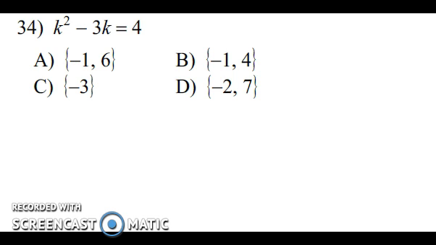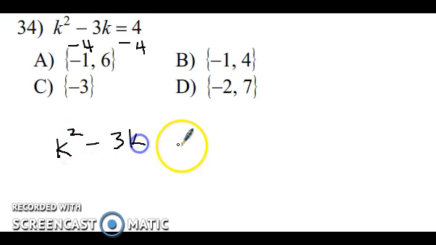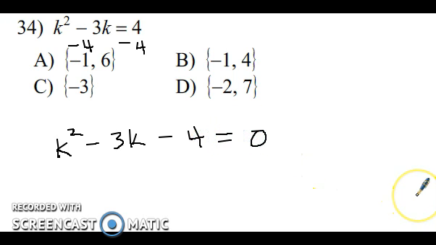Okay, so for number 34, I see I have k squared minus 3k equals 4. And what I want to do is pull all the terms to one side. So I'm going to subtract 4 from both sides. And that gives me k squared minus 3k minus 4 equals 0. This is a quadratic that we can solve using the quadratic formula, or we can factor. I see that we can factor.